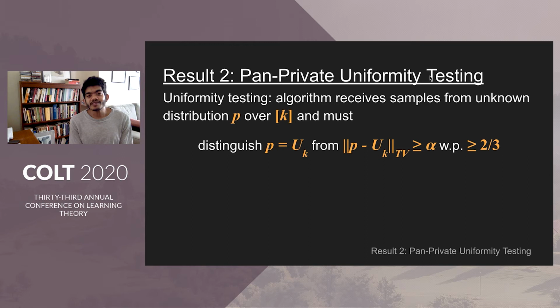In uniformity testing, an algorithm is going to receive samples from some unknown distribution P over a discrete domain of size K. And the task is to distinguish the case where P is uniform over K from the case where it's alpha far from uniform in total variation distance from the uniform distribution. So distinguish the case where it's a uniform distribution or it's very non-uniform, or sufficiently non-uniform. And you want to do this with some non-negligible probability, say at least 2/3.